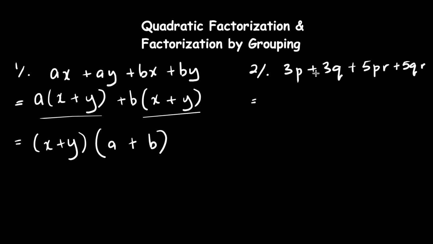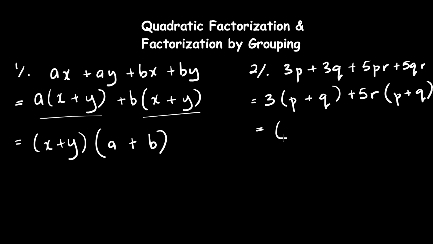So what's common to 3p and 3q is going to be 3, and what remains is going to be p plus q. What's common here to 5pr and 5qr? It's not just 5, but 5r. And what remains is p plus q, right? And we can factor these two terms here a bit further because they both have p plus q in common. And what remains here when I factor p plus q out of this term is 3. When I factor p plus q out of this term, it's going to be 5r. And so we're good, right?